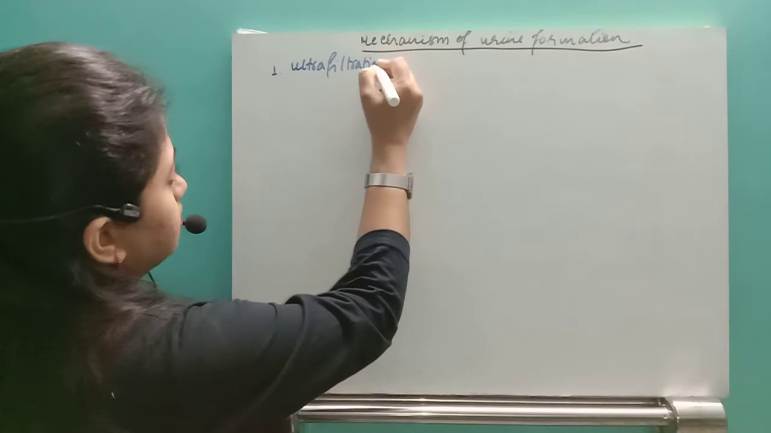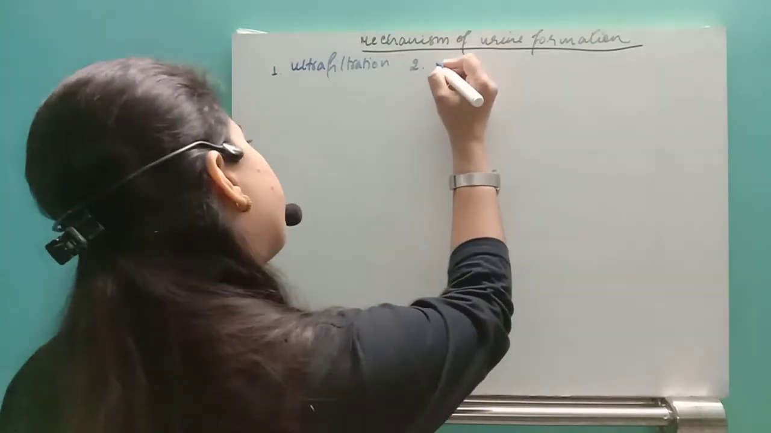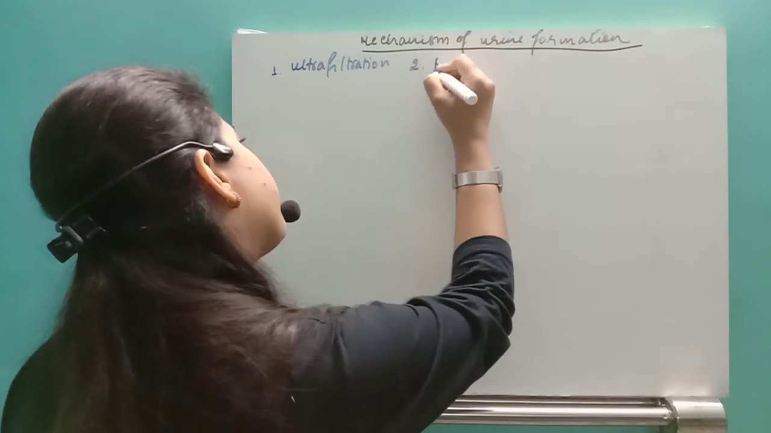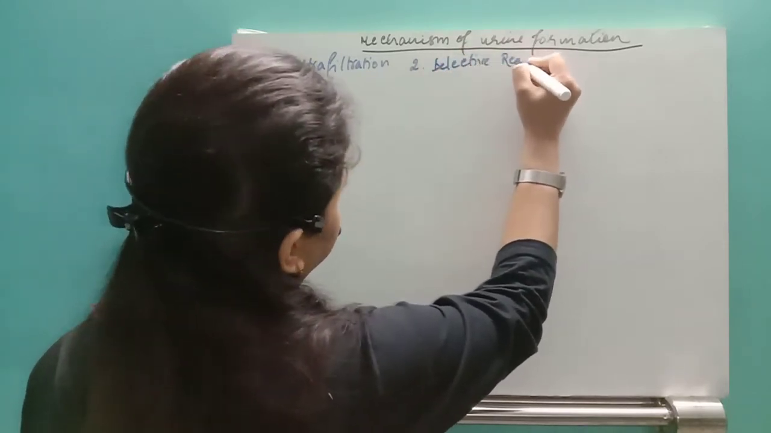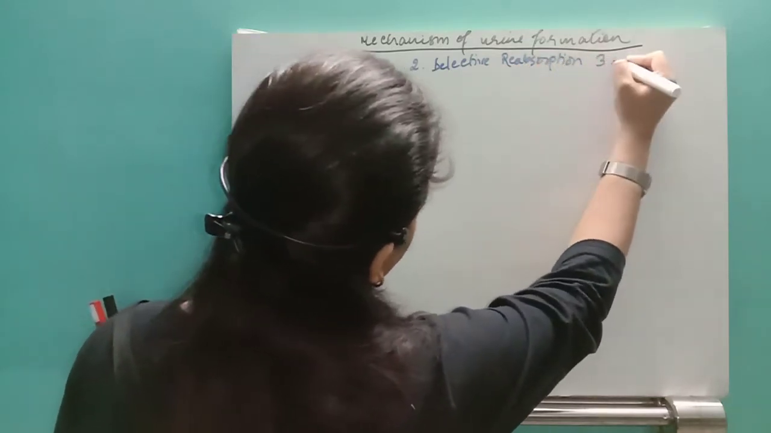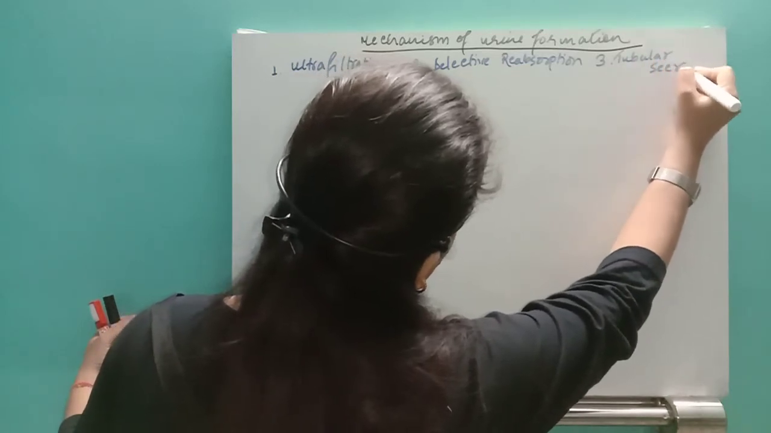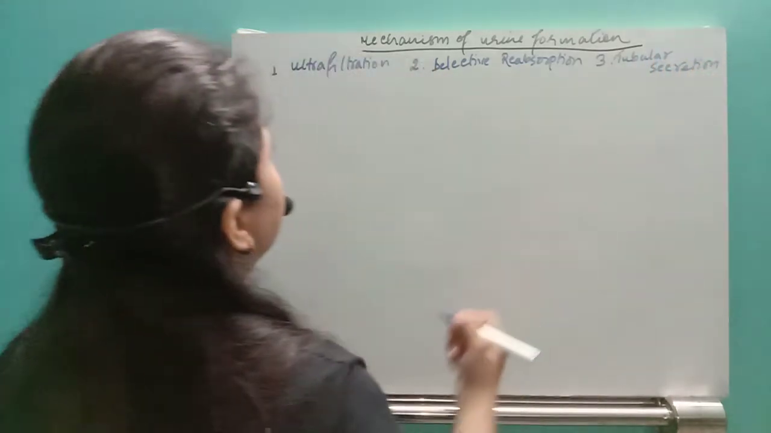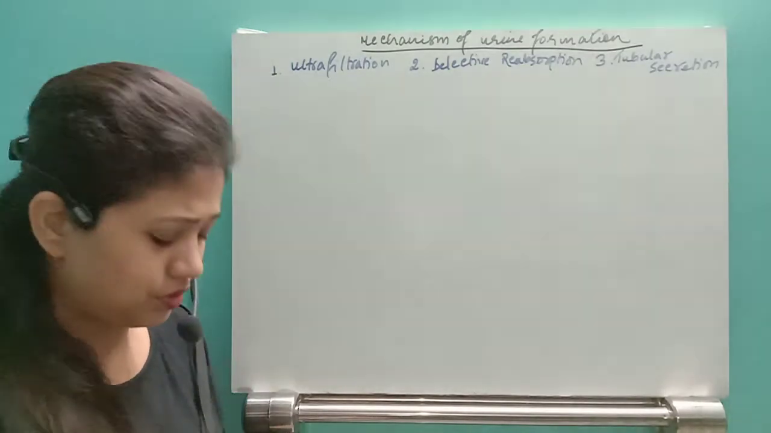Then the second step will be called selective reabsorption, and the third step is tubular secretion. So first of all, the step is ultrafiltration.